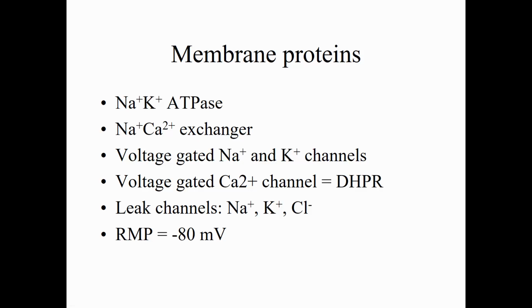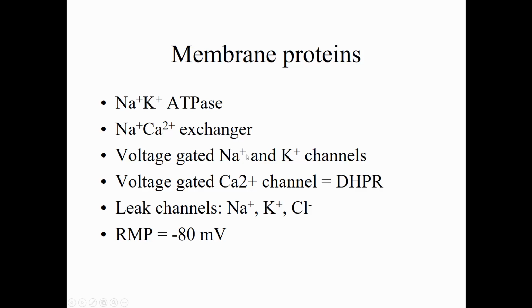Its job is to pump sodium out of the cell, pump potassium into the cell and maintain asymmetric concentrations of sodium and potassium, such that there's high potassium inside a cell and high sodium outside the cell. We have a sodium-calcium exchanger. This is a secondary active transporter. So we spend energy using the sodium-potassium ATPase to create a sodium gradient, and using that sodium gradient we can get calcium out of the cell to keep calcium low when we want the cell to relax.